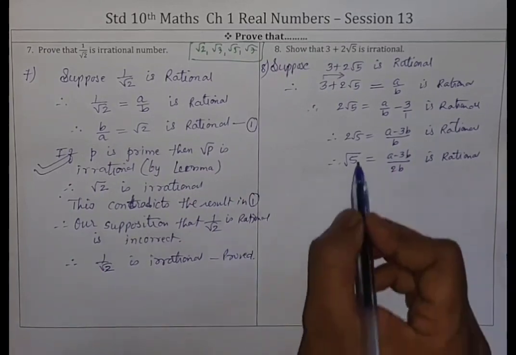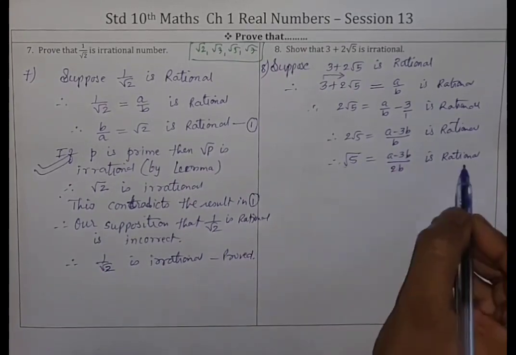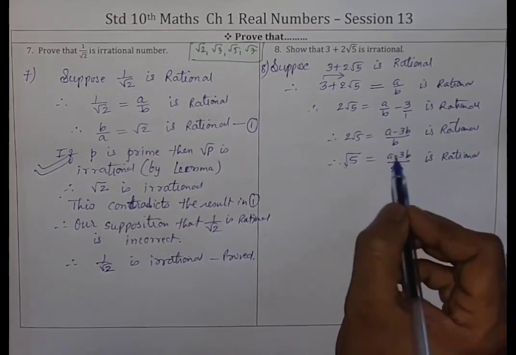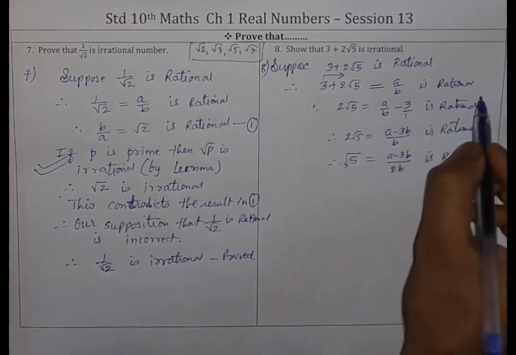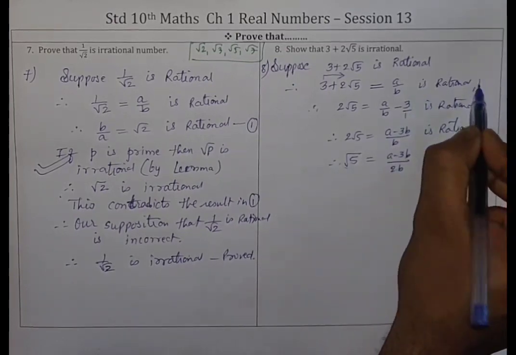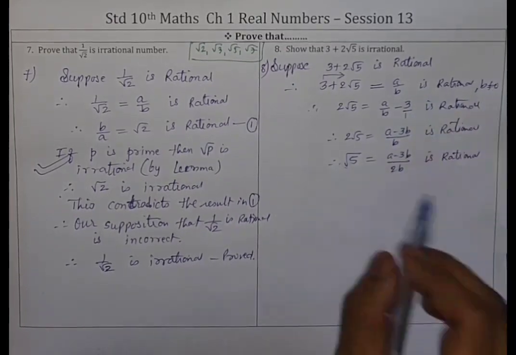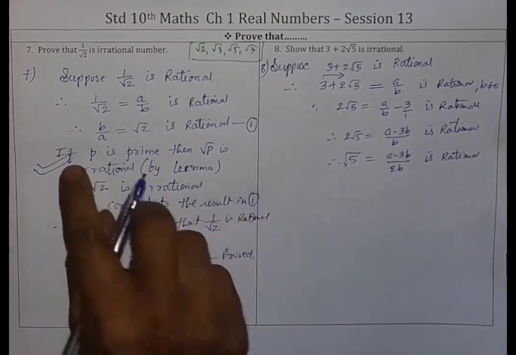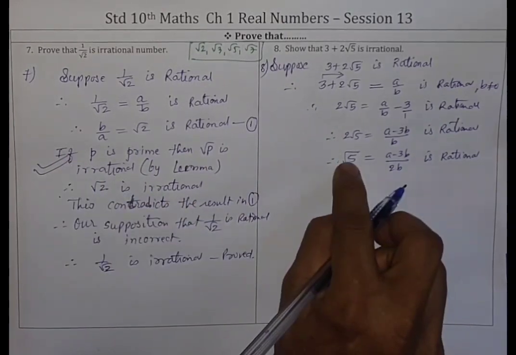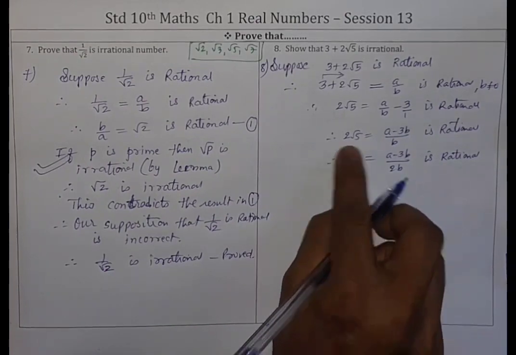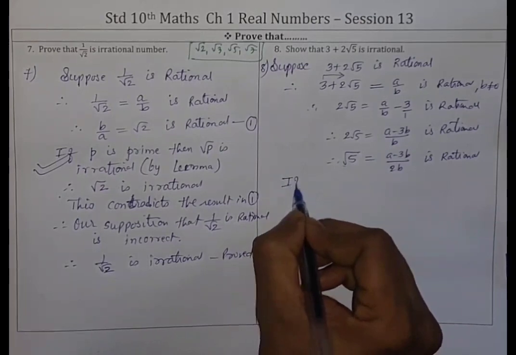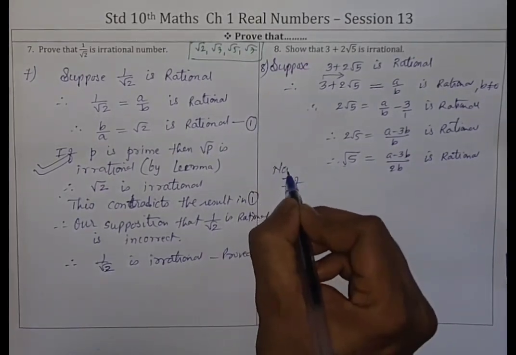But now you can see root 5, wo to rational nahi hai. Ye to rational ho jayega. Koi bhi value le lo, A, B, ki. B should not be equal to 0. Yeah, that we know. B should not be equal to 0. Wo likh denge. Alright? Chaliye. Ab wo likhenge. Ye 5 is prime. Also root 5 is irrational, not rational. Aise word likhenge.